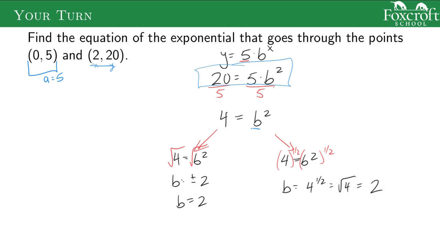The other way you could do it is using our fractional exponent. So you use 1/2 to cancel out the 2. And then 4 to the 1/2 is the same as the square root of 4, which is 2. Either way, you get b equals 2, and our final answer is 5 times 2 to the x. So this is the first way, when they give you the initial value, and then solving your equation using our fractional exponents.